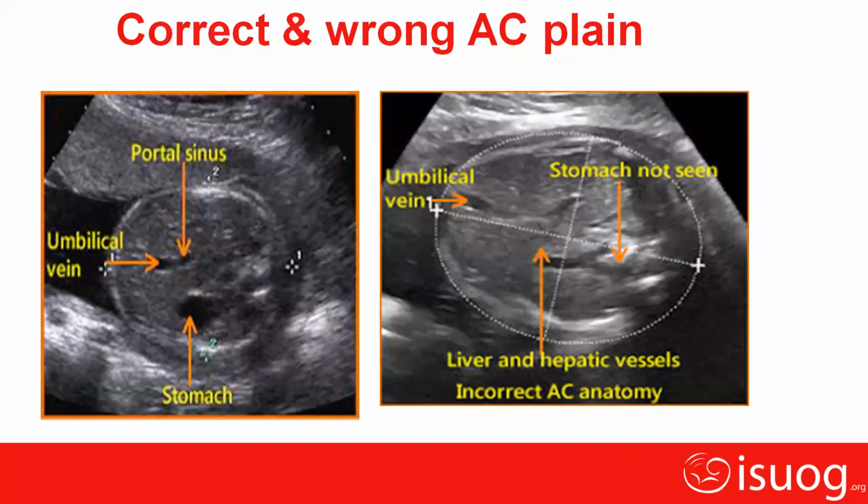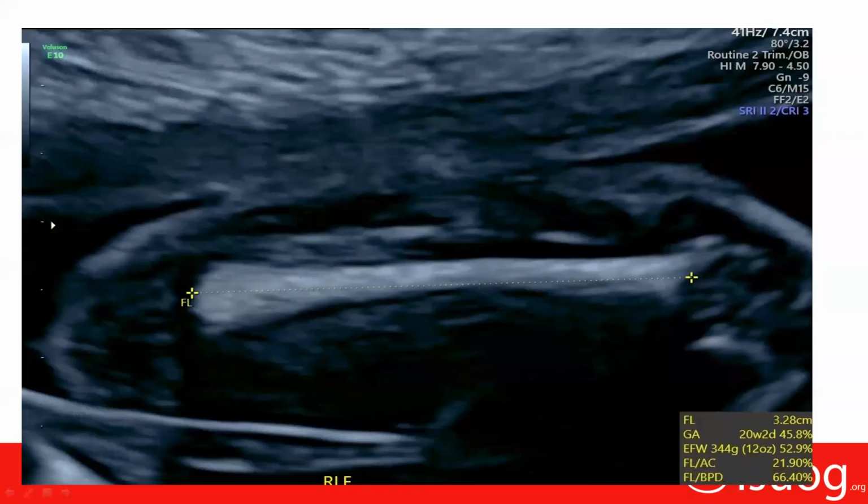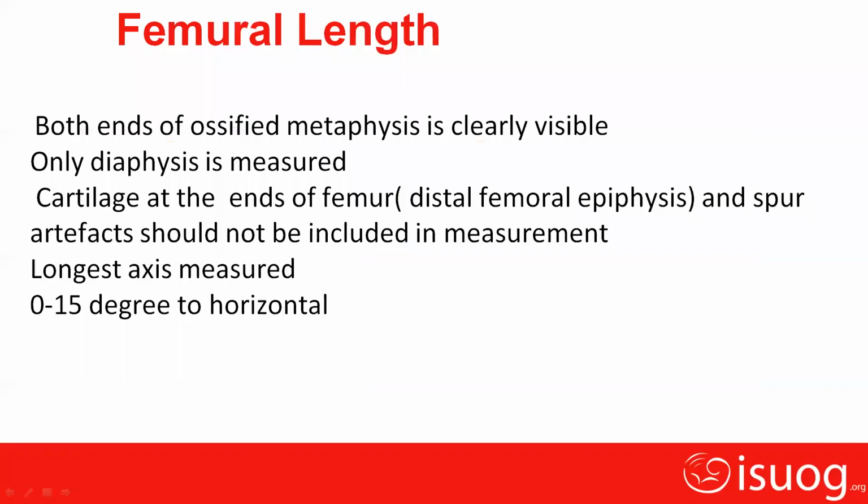Yes, go ahead. Okay, madam. So next is the femoral length. While measuring the femoral length, we should measure the diaphysis only. We should not measure the epiphysis. The diaphysis is clearly visible. This line is very important: one end of the metaphysis and the other end of the metaphysis. This ossified end should be clearly visible. Then only can we properly measure the femoral length.